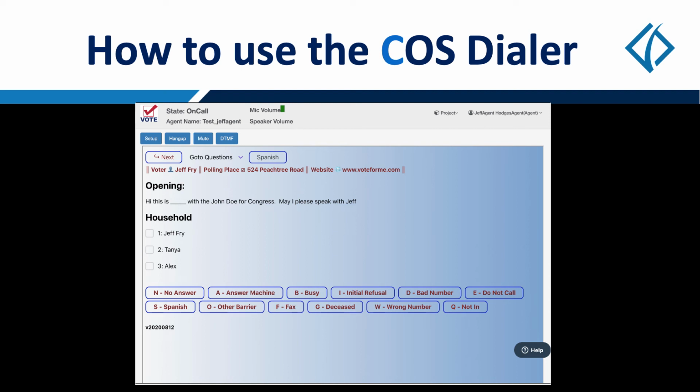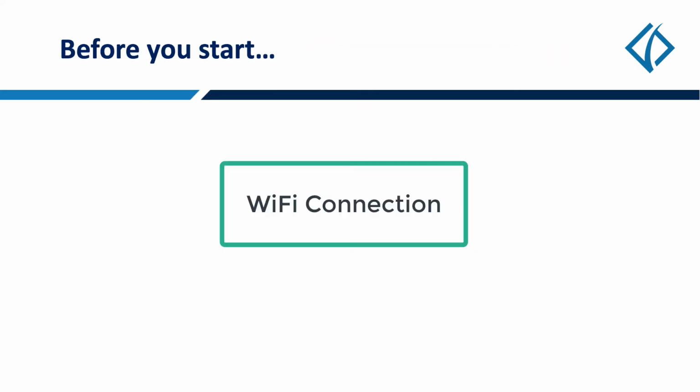The COS Dialer is used by campaigns for their volunteers to reach voters by phone. If you're a volunteer, this tutorial explains how to use the COS Dialer. Before you start, make sure you have a good Wi-Fi connection. Cellular connection is not recommended.